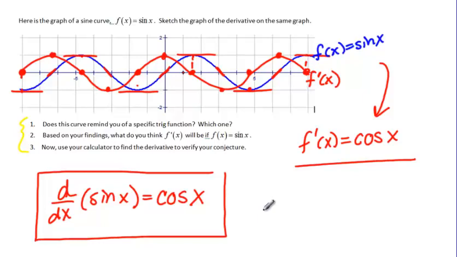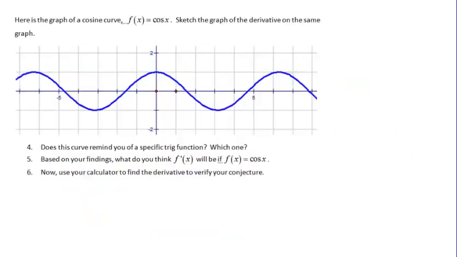Okay, we're going to look at the next graph, the next most basic trig function that we use all the time, which is cosine x. So let's go ahead and look at the graph of cosine x. And let's do something very similar to what we just did with the graph of sine x. So hit pause right now. Go ahead, work with your group, answer these questions, and then come back after you've got the answers.